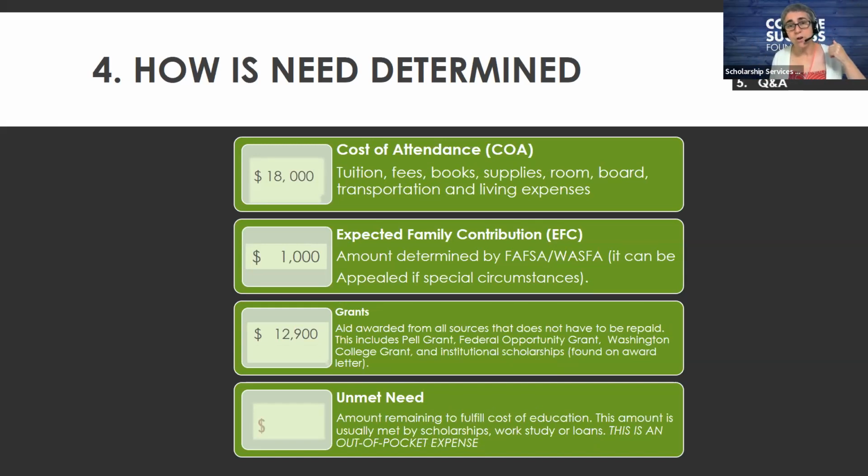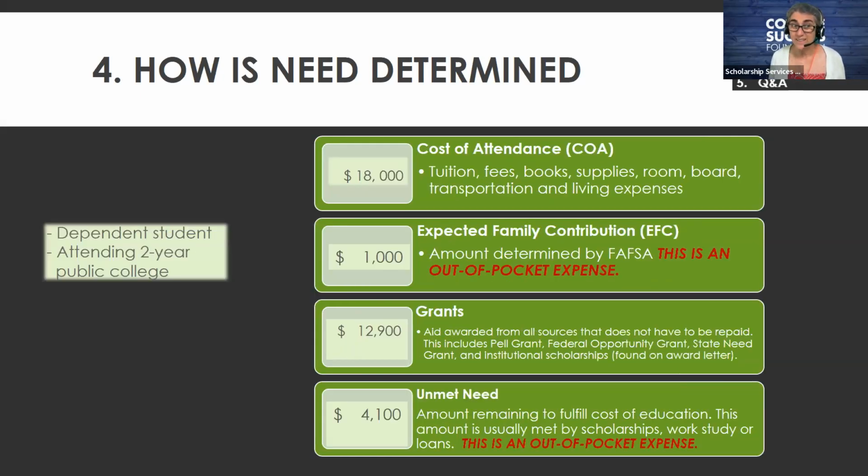So $18,000 cost, $1,000 expected family contribution, 12,900 in grants. Let's look and see what else the student received. That's all the student received. So now the student has an unmet need of $4,100. This is what students will normally see in a financial aid award letter, if the financial aid office has provided all this information in the award letter, which we know not all do. We'll cover all these and give you some tricks and tips on how to go about it.